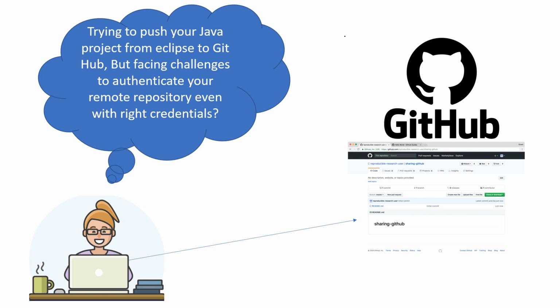with the right credentials? Many times it happens that you have created a GitHub repository and you would like to push your Java project using Eclipse IDE onto your remote repository, but at the time of authentication, even if you provide the right credentials, your remote repository is not authenticated and you end up without pushing your project onto the GitHub repository. You cannot push that project successfully onto the GitHub repository.